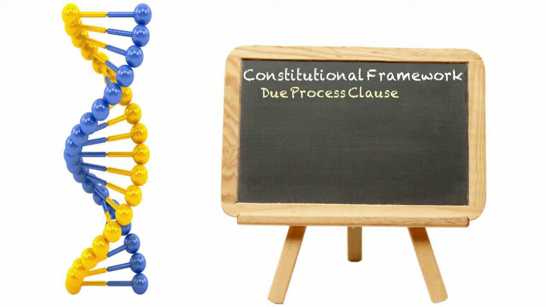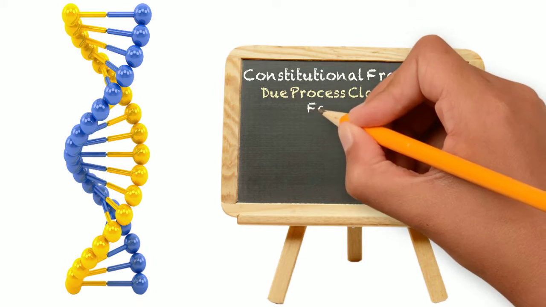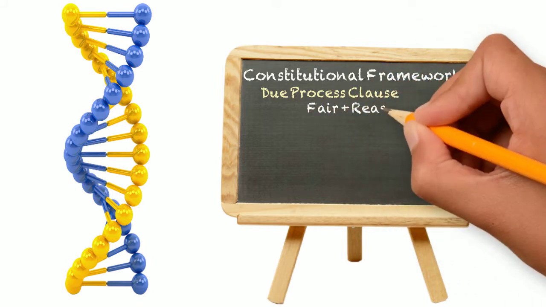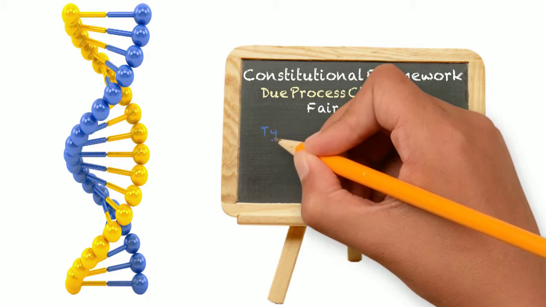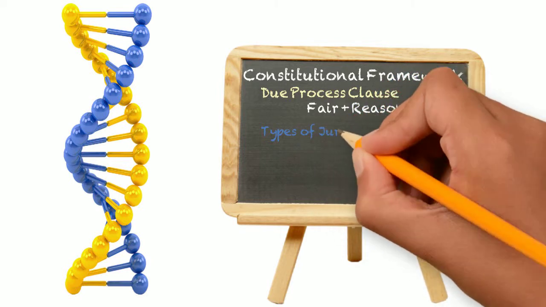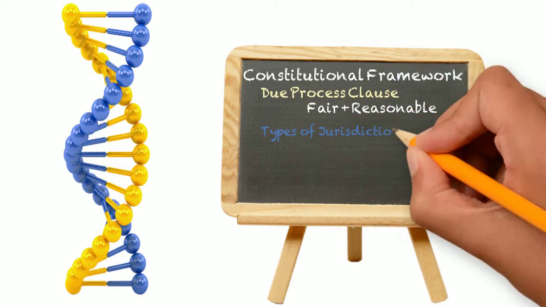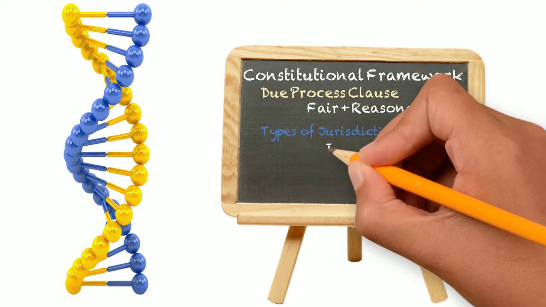The specific constitutional standard that must be met is the Due Process Clause of the 14th Amendment. The Due Process Clause essentially requires that a court be fair and reasonable when it reaches out of state to hear a case involving an out-of-state party. There are 3 types of jurisdiction that must meet the Due Process Clause of the Constitution. They're called in personam, in rem, and quasi in rem.